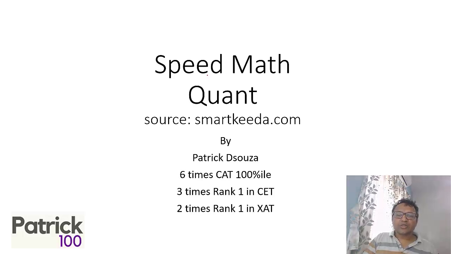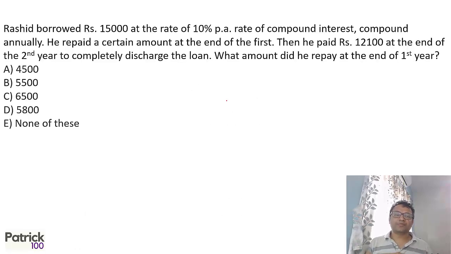Hi, so we're looking at questions on speed maths concepts. Questions where you can solve things faster. Rashid borrowed 15,000 at a rate of 10% compound interest, compounded annually. He repaid a certain amount at the end of the first year and then he paid 12,100 at the end of the second year. So 12,100 is after interest of 10%.